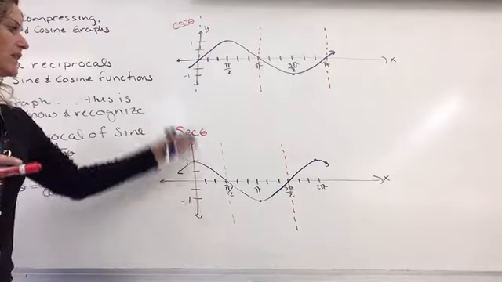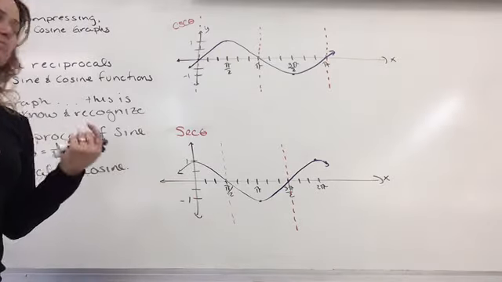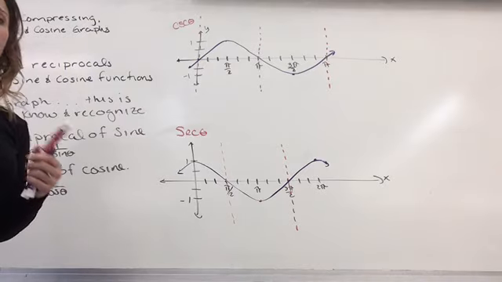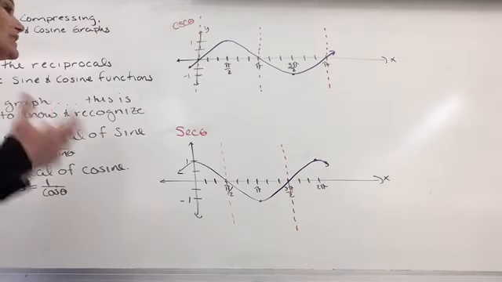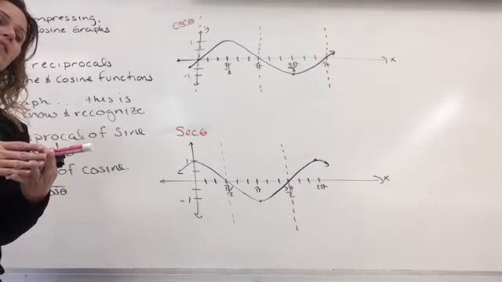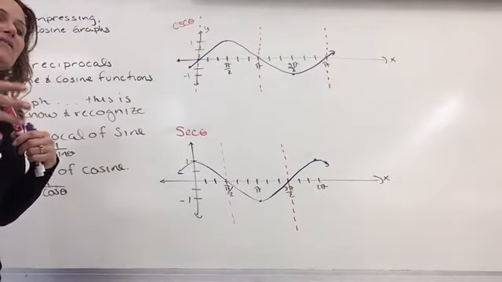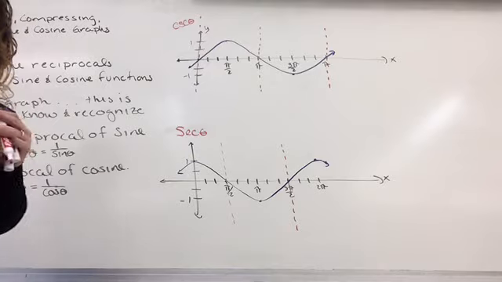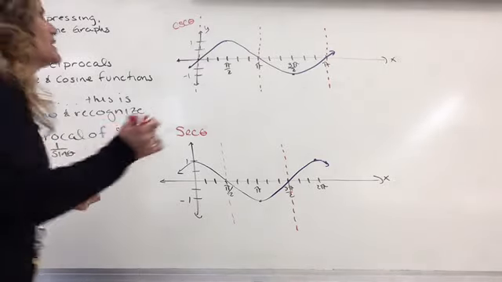So notice on these graphs we have some dotted red lines. Those are asymptotes. Notice when we did the other ones, we had 0 as our thing, and if we flip that over, we can't divide by 0. So we create some undefined issues. That's why we end up with the asymptotes.